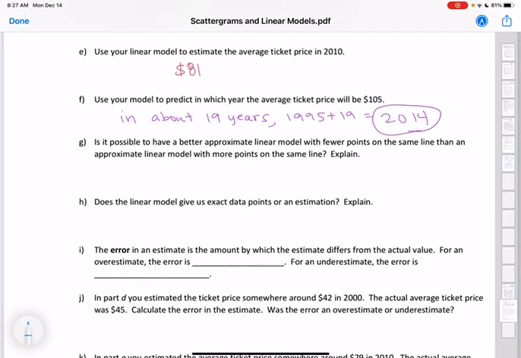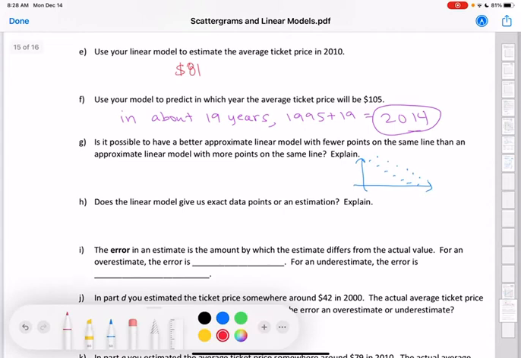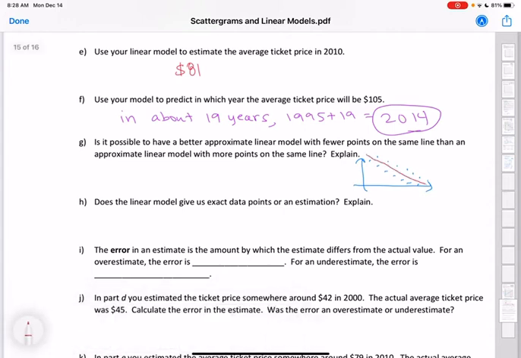Next, is it possible to have a better approximate linear model with fewer points on the same line than an approximate linear model with more points on the same line? So yes, it is possible. It seems kind of weird, so let me sketch a rough picture over here for you. Okay, so I just put a bunch of random dots right here. Now, what if I did this line here?